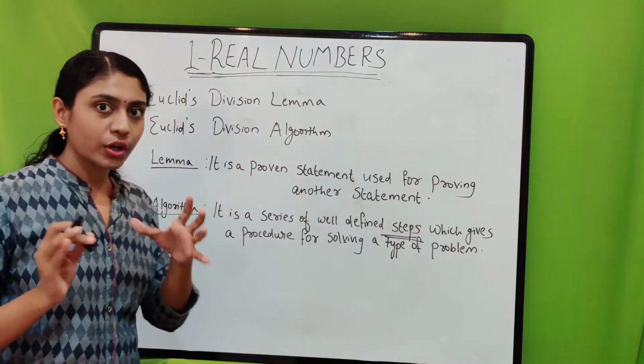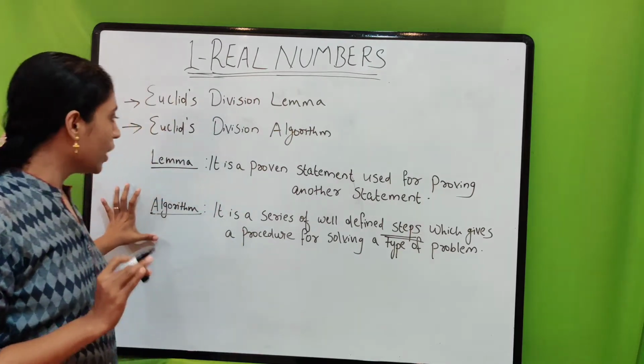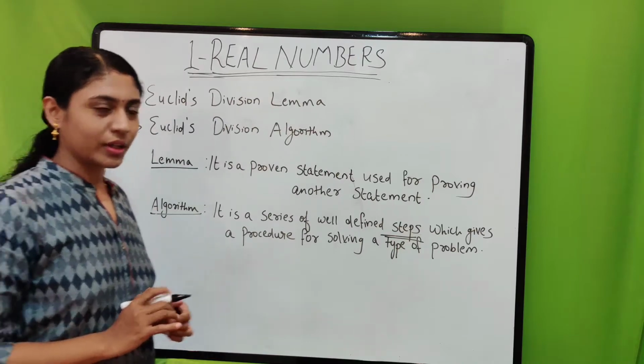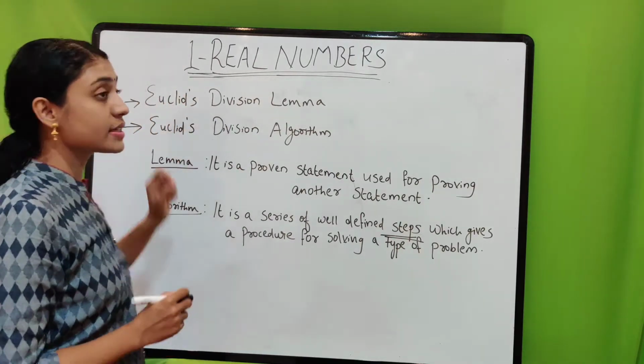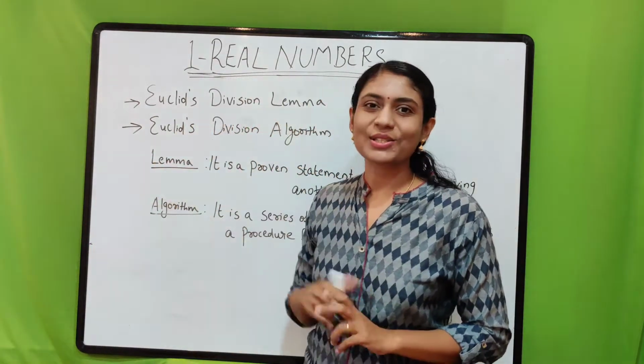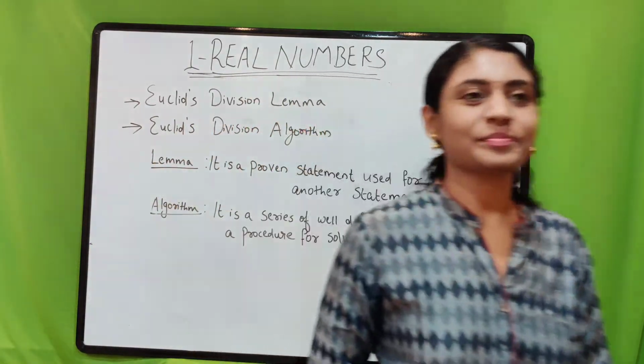This is for your understanding. It is not from the exam point of view. I just gave it to you in order to understand the difference between lemma and algorithm. So first we are considering Euclid's division lemma. Then we can go to our main point, that is Euclid's division algorithm.